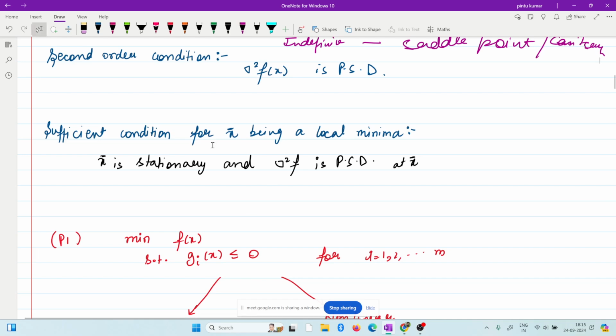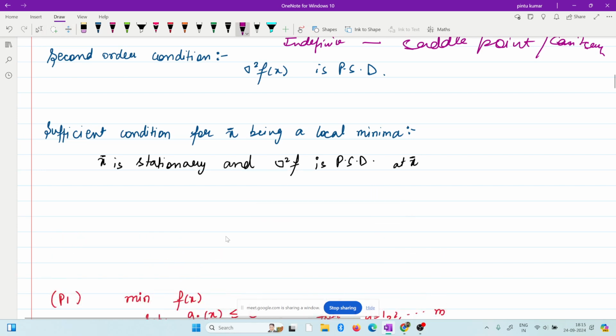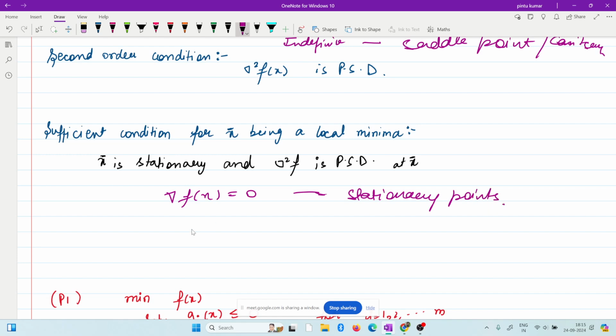Okay. So this is what you will do. If you have to find a minimum point, first of all, you will solve for delta f of x equal to 0 to find out all stationary points, right? And then you will apply the condition that the Hessian is positive semi-definite. So together these two conditions will give you whether a point is a local minima or not.